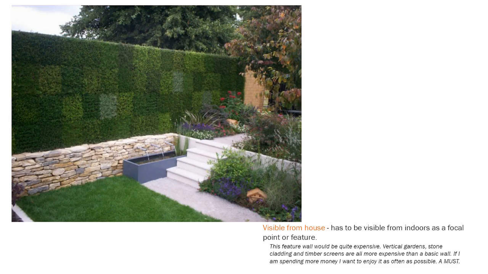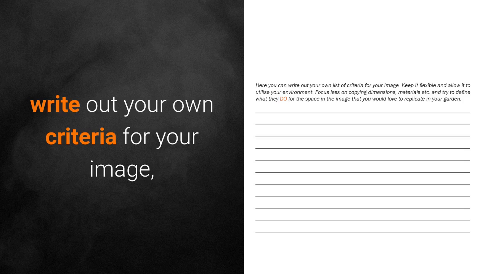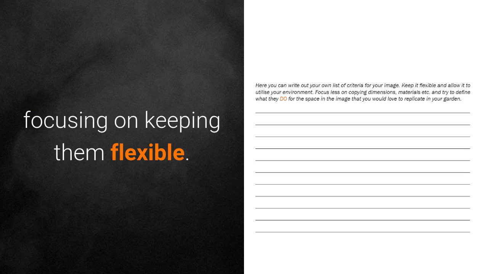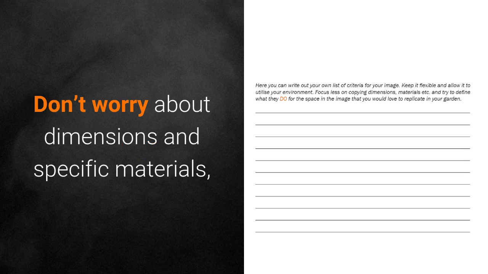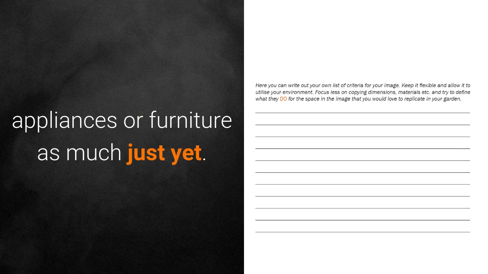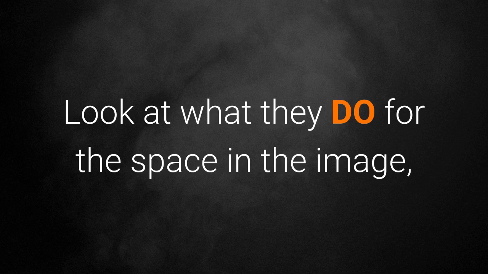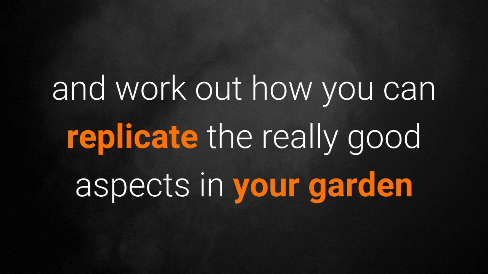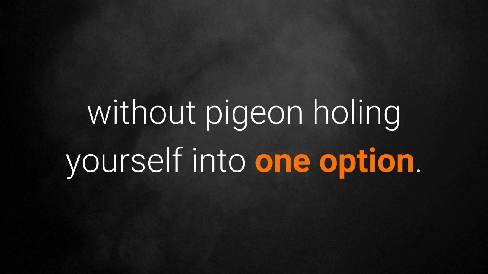Use the right side of the page to write out your own criteria for your image, focusing on keeping them flexible. Don't worry about dimensions and specific materials, appliances or furniture as much just yet. Look at what they do for the space in the image and work out how you can replicate the really good aspects in your garden without pigeonholing yourself into one option.